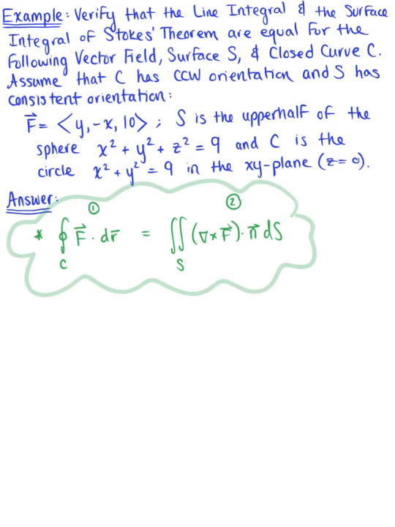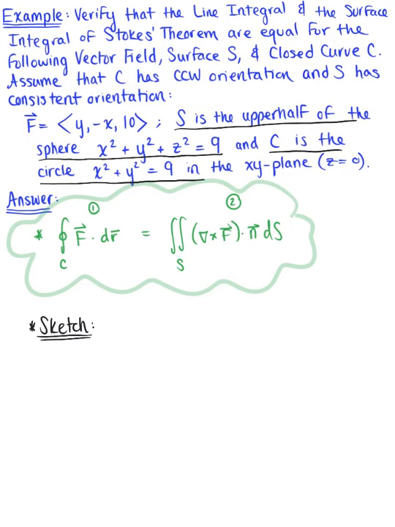So to get us started, let's just think about the sketch of this surface and curve. So what is our surface here? The surface S is the upper half of the sphere, x squared plus y squared plus z squared equals 9. And C is the circle, x squared plus y squared equals 9 in the xy plane. So we have a hemisphere. So let's start by sketching this.